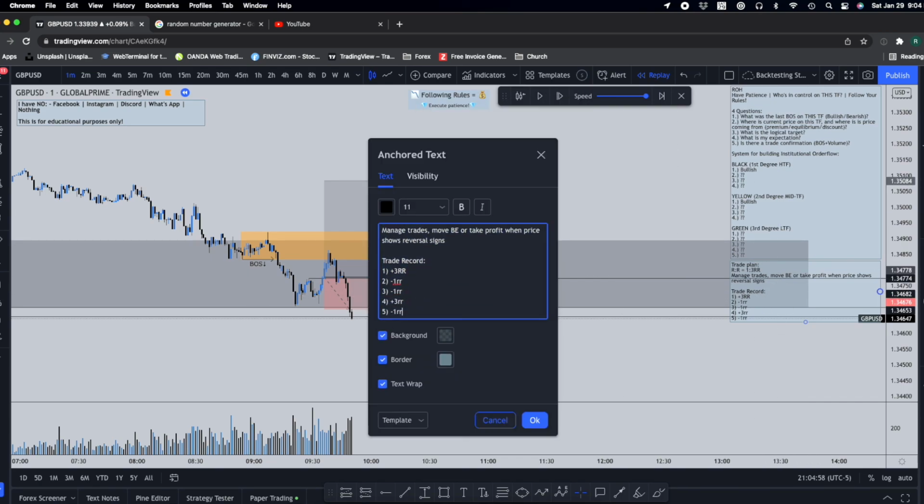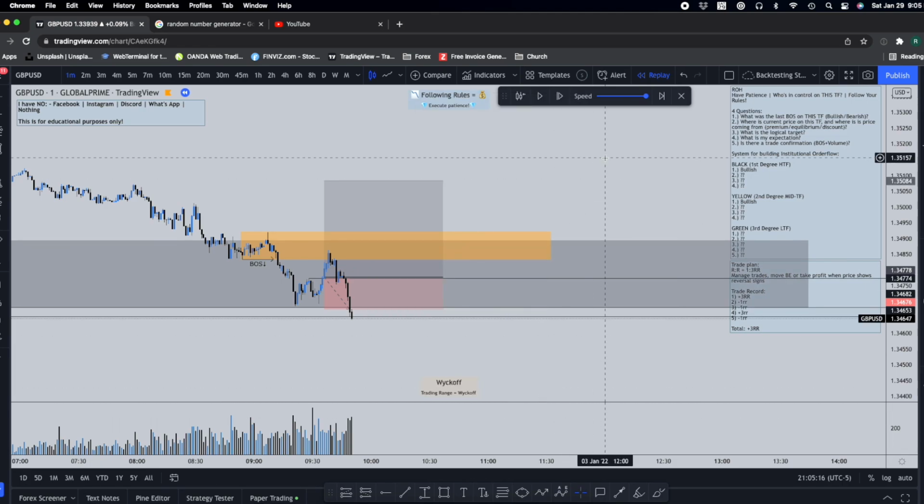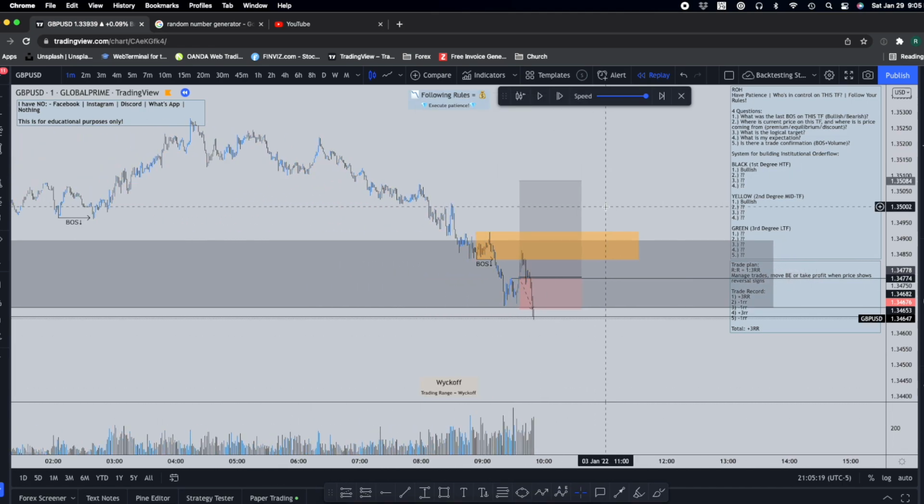So -1. See. So we'll get a total of +3. Sorry, total +3 out of 5 trades. Not a bad day.